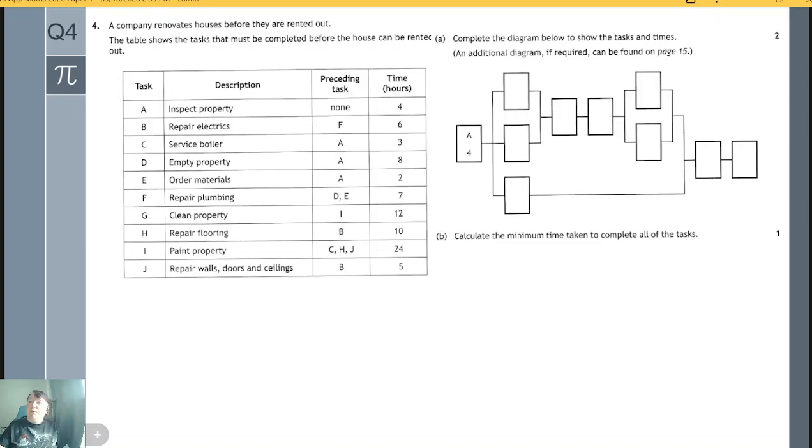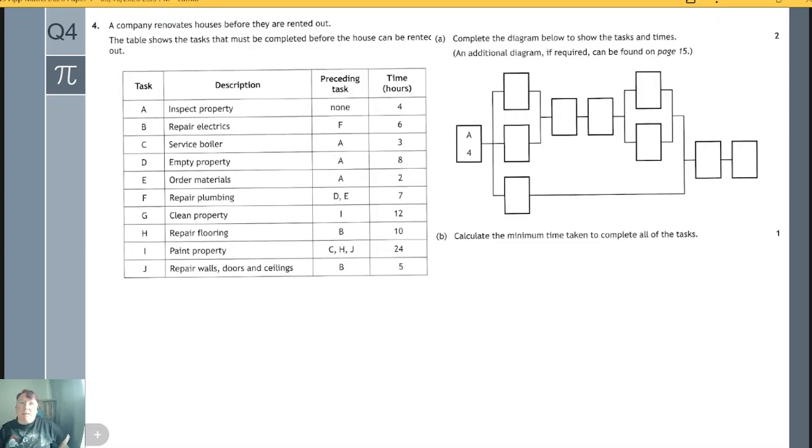Right, question 4. A company renovates houses before they're rented out. The table shows the tasks that must be completed before the house can be rented out. Complete the diagram to show the tasks and times. The additional diagram in the paper, if you're going to use the additional diagrams or additional sheets at the back, remember to write on the page that it's come from.